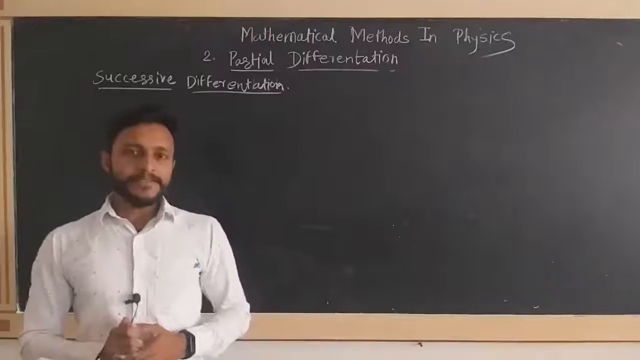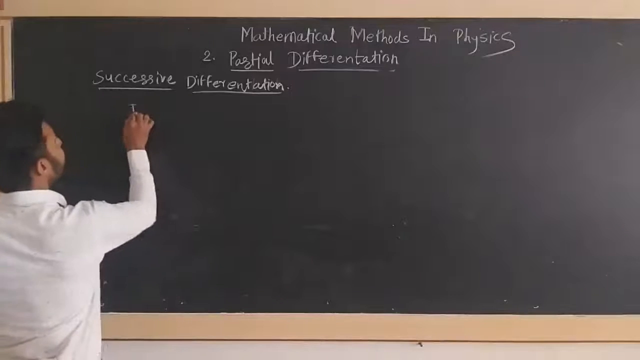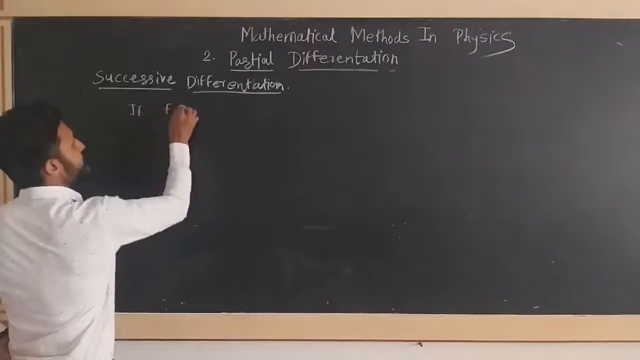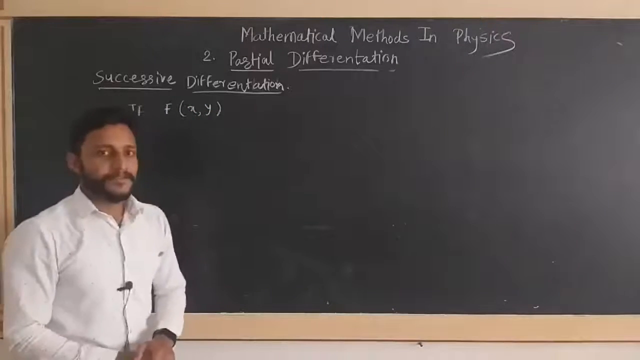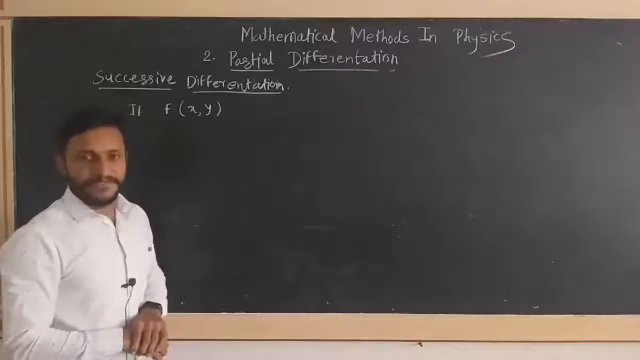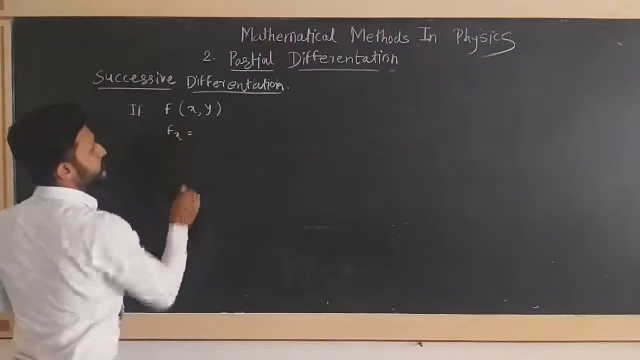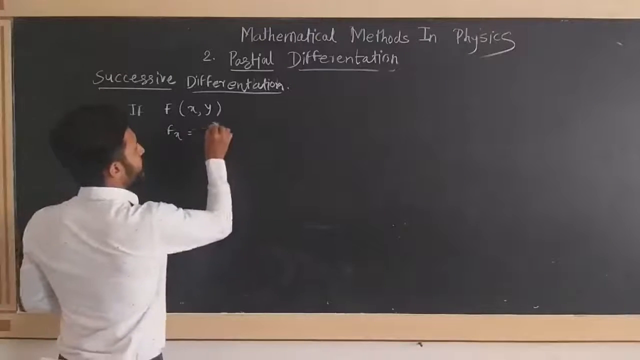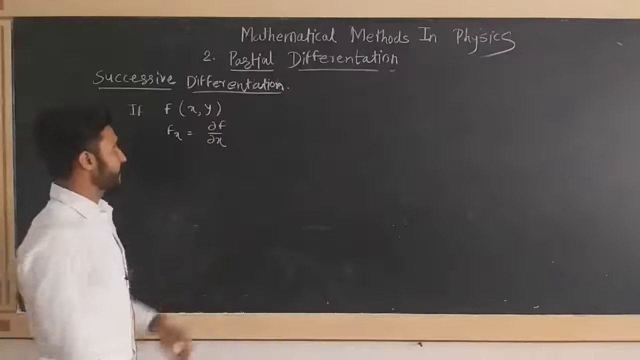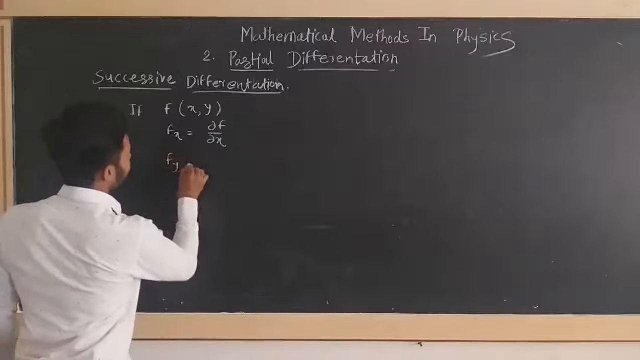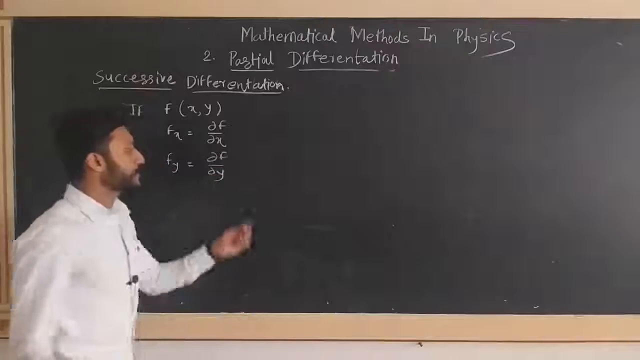Now the next topic is successive differentiation. Very simple it is. If f is a function of x and y, so we know that its partial differentiation is fx. We can write ∂f/∂x by keeping y constant, and fy we can write ∂f/∂y by keeping x constant.